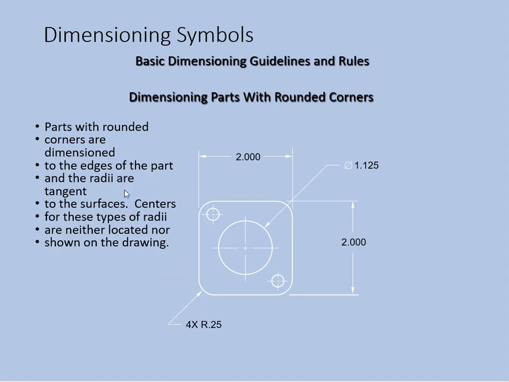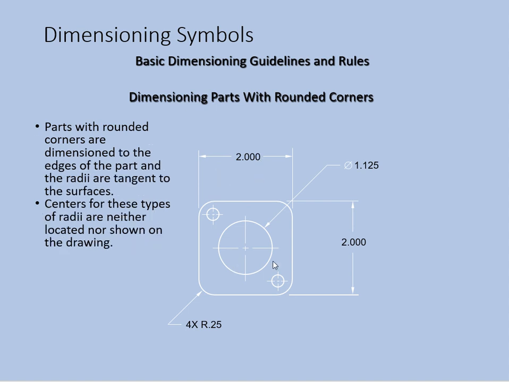Alright, this one is a rounded corner. See, we have 1, 2, 3, 4 rounded corners, and we're going to dimension like this. So parts with rounded corners are dimensioned to the edges of the part, here, here. And the radii, which is this one, are tangent to the surface. So your radii is tangent to the surface. So the centers for these types of radii are neither located nor shown on the drawing. So you can't really see it here.